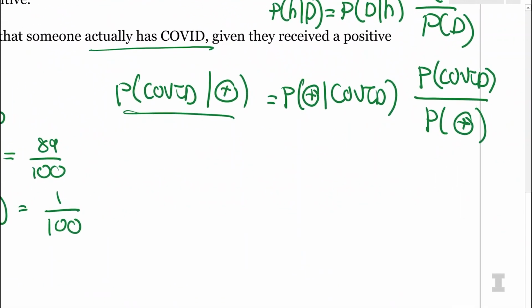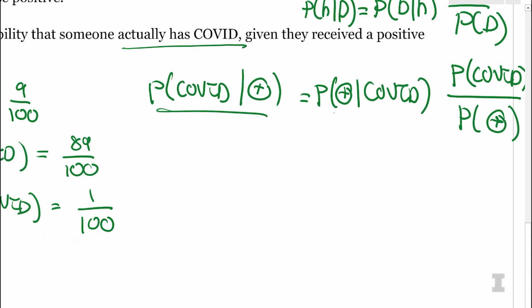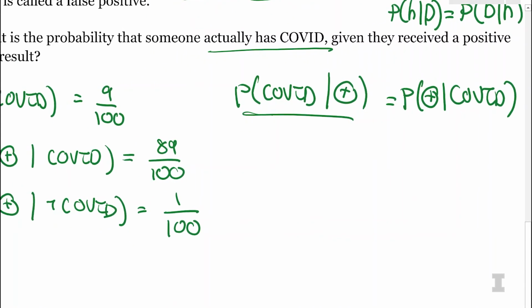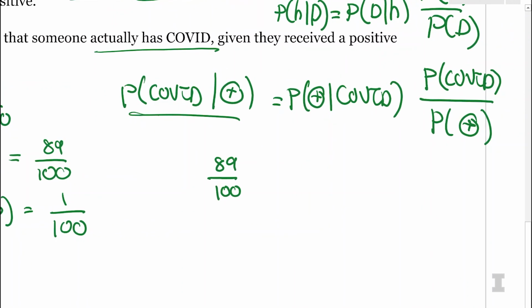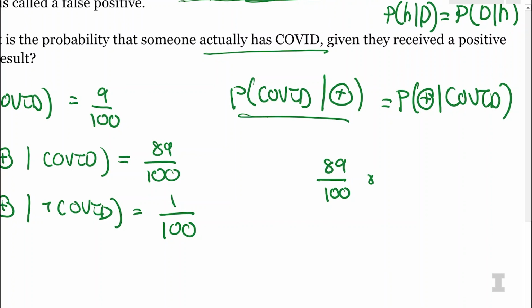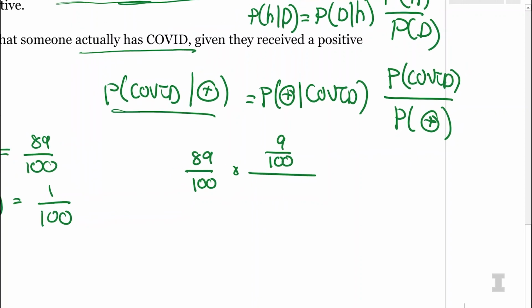And now let's dive into the specifics of this problem. So the probability of positive given COVID is something we were given. That was 89 over 100. And then we want to multiply by the probability of COVID. So I think in the problem, 9 out of 100 students had COVID. Exactly. And then here we have the probability of positive.